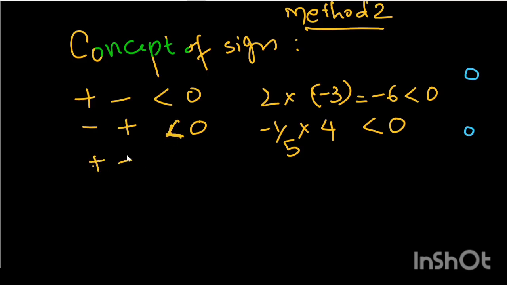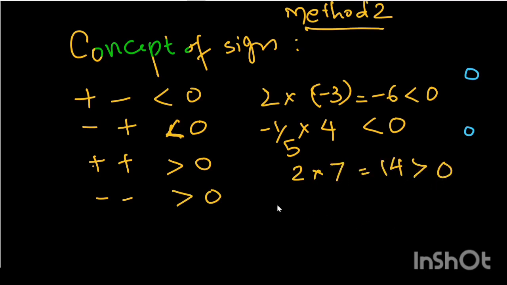Now plus into plus is what, guys? Yes, it is positive. Minus into minus again is what? Yes, it is positive. Like 2 into 7 is 14, which is positive. Minus 1 into minus 5 is 5, which is positive.